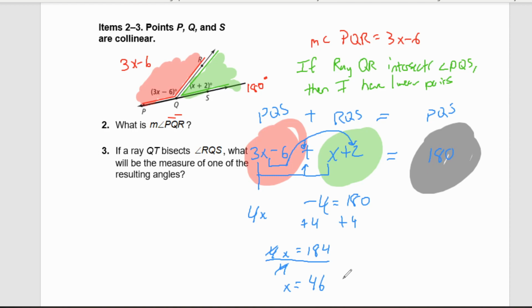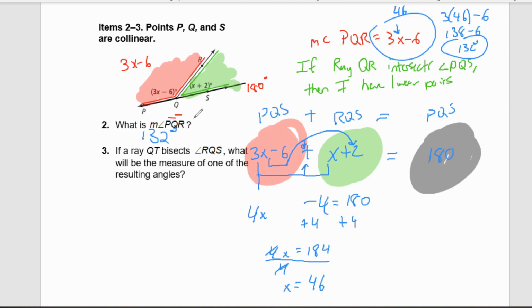But it's asking for the overall angle. Well, let's do that by saying, to find that, I need to look at what is the measure of PQR, which I have up here. And I just need to substitute in my 46 for x. So then I'll have 3 times 46 minus 6. This is going to give me 138 minus 6 for a total measure of 132 degrees. So that is question 2. The measure of angle PQR is 132 degrees.